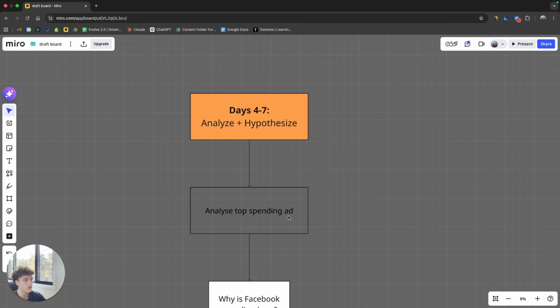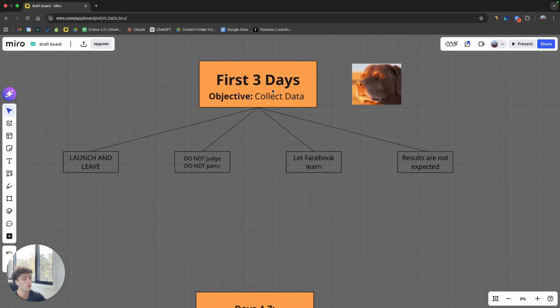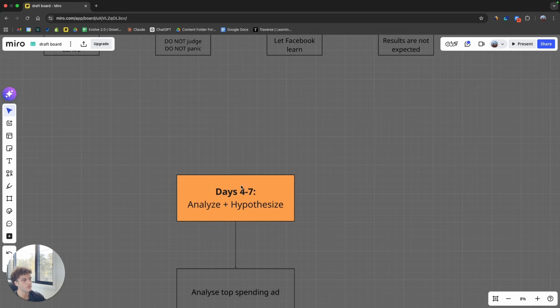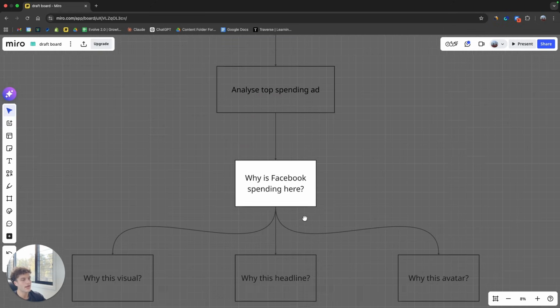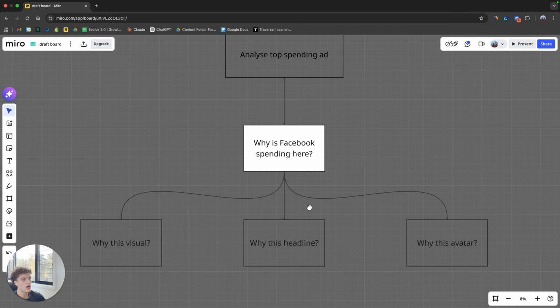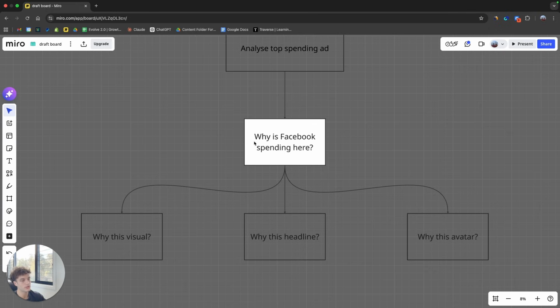So days 4 to 7, we're going to begin to analyze. I know I said here, don't look at your ad account, but it is important. If an ad's absolutely dominating in spend, begin to analyze and hypothesize. Then when it comes to days 4 to 7, we can launch new variations around that ad, or even new ideations depending on the performance. And we just want to ask ourselves why. Why is Facebook spending on this ad specifically? Why this visual, headline, avatar, depending on whether you're running statics or videos.